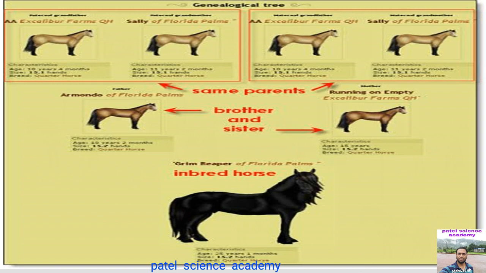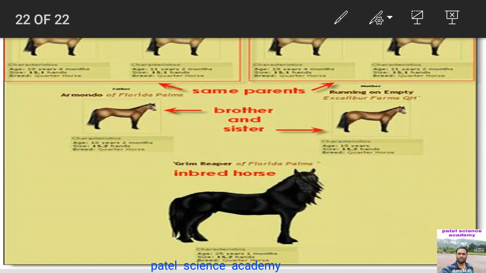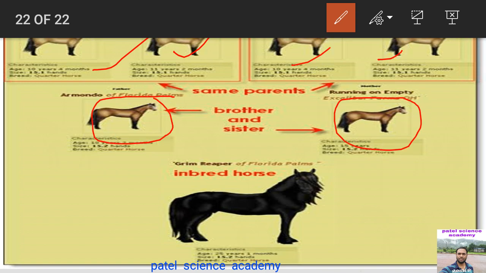You can also see here an inbred horse. These are the parents, the same parents, and this is their progeny. This is brother and this is sister. The mating between this male and female, as brother and sister, gives rise to this superior progeny, and this is called an inbred horse.